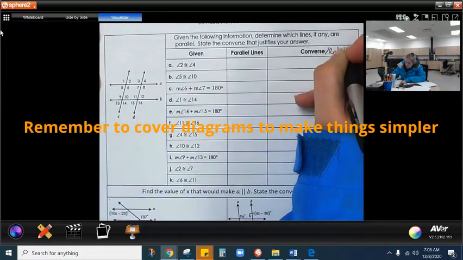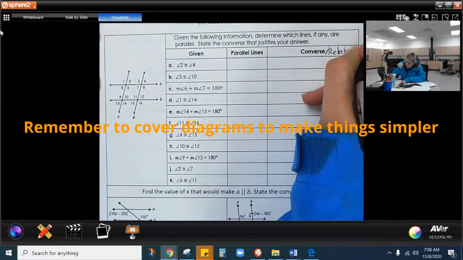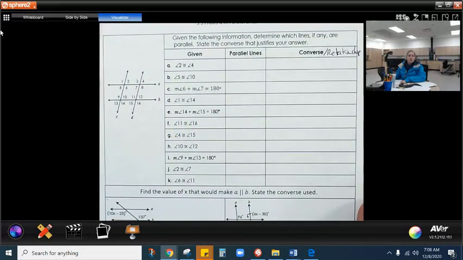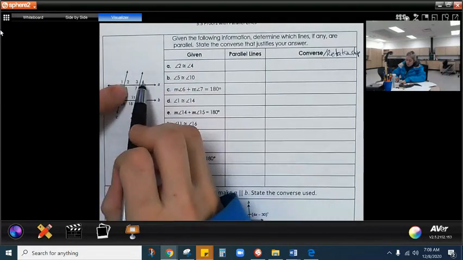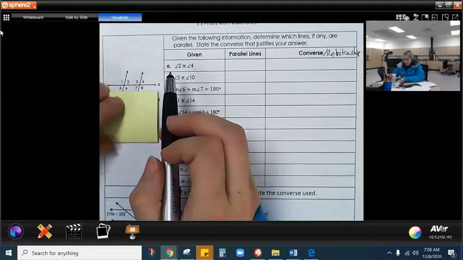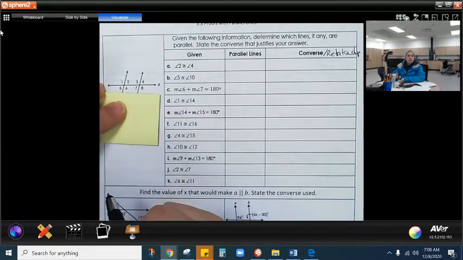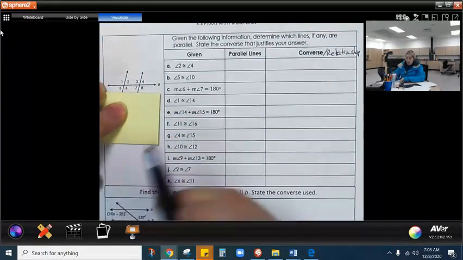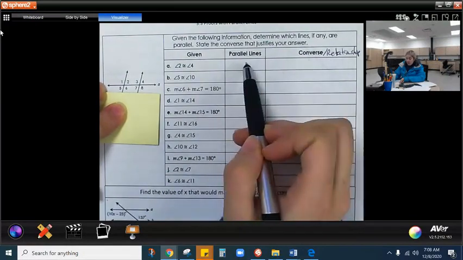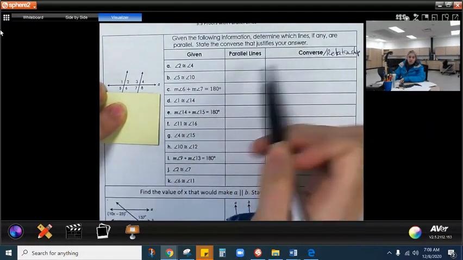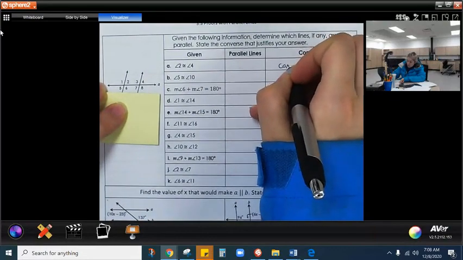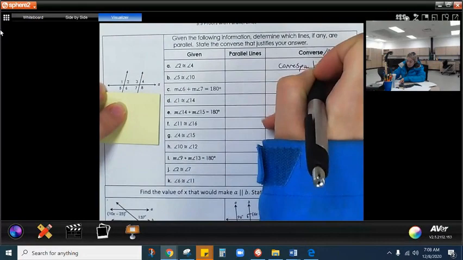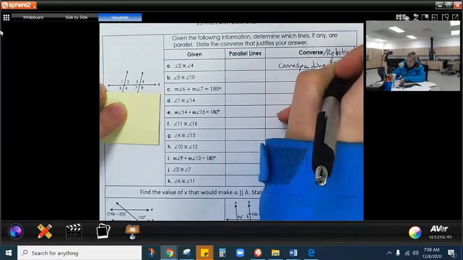What is their relationship? So, you know, corresponding, consecutive interior, alternate exterior, right? That's what we want to look at. So angle 2 and 4. I'm going to cover up this because I don't need that. I'm just looking at those two. I like to start on the relationship side and then say which lines are parallel. That just works better in my brain. Their relationship is corresponding. All right, they're corresponding angles.